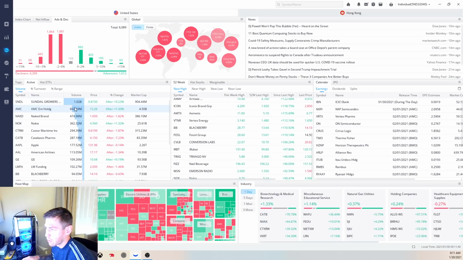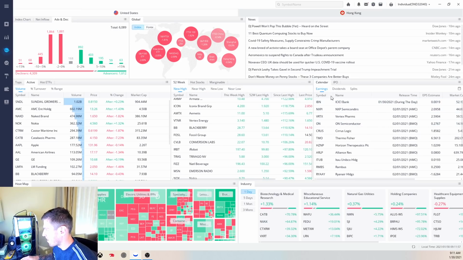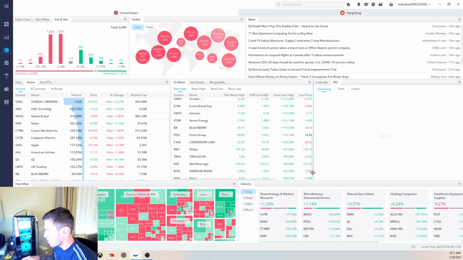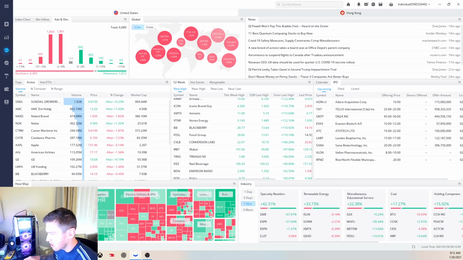So we can see that Sundial, for instance, had 1 billion in volume and after hours change of 0.23%. Market cap of 904 million, right? So that can be a good indicator to show you what you should be getting into, what you should look at. We've got 52-week here, hot stocks, marginable, etc., etc. The calendar, IPOs, very interesting stuff. And then industry, right? So we've got biotech industry, miscellaneous, natural gas, holding companies. There is so much information here, guys. It is absolutely insane. I enjoy Webull a lot as a platform. I don't mind this. I honestly like it more than I did Fidelity.